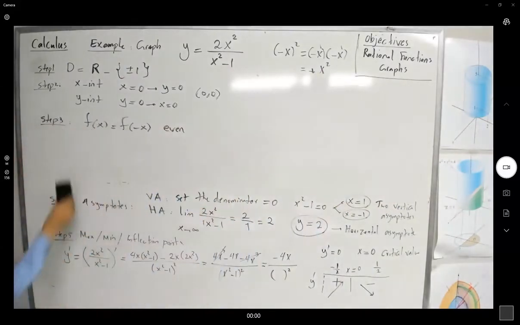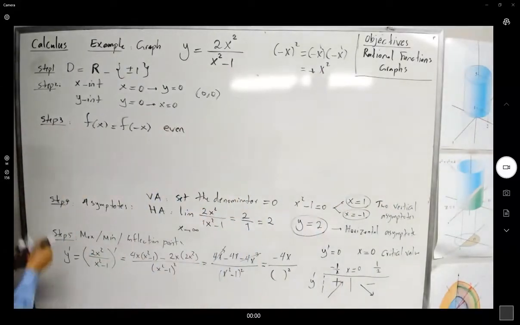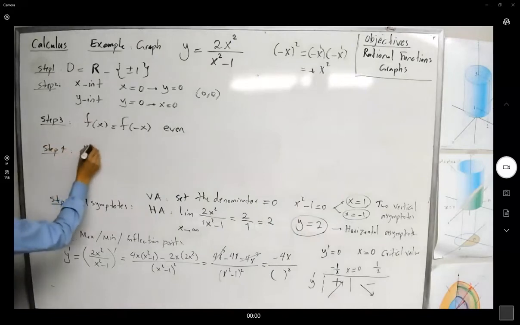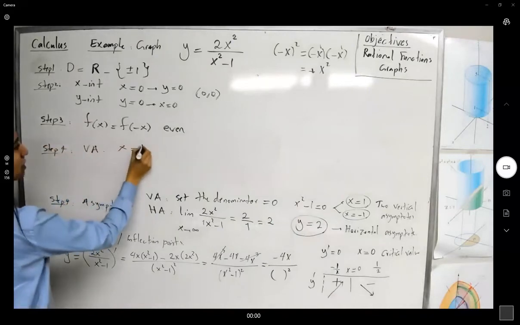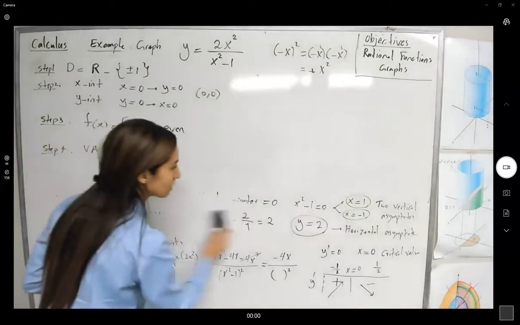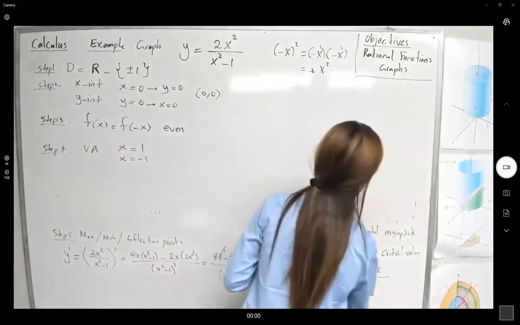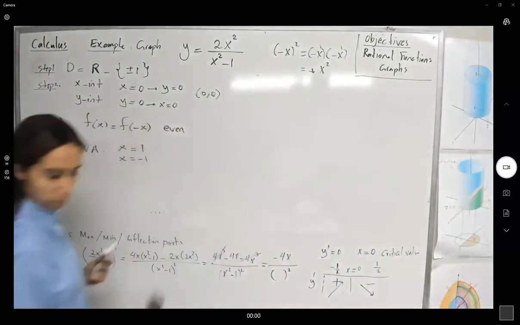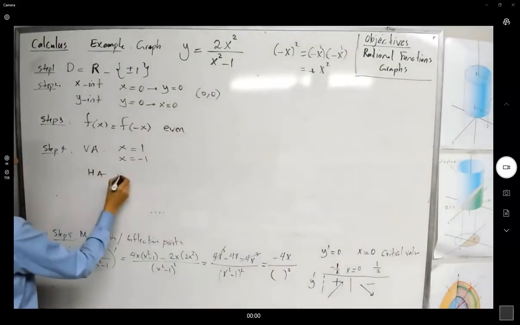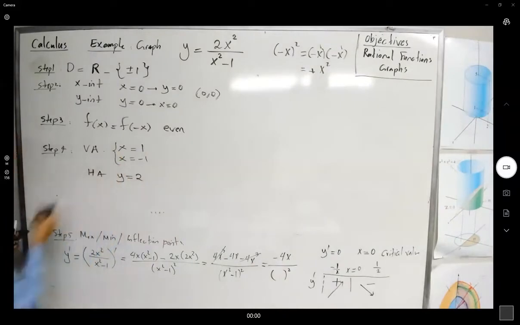Then we found the vertical asymptotes in step 4. Vertical asymptotes happen at x equals 1 and x equals -1. These two are vertical lines. And then we found the horizontal asymptote, which is y equals 2.